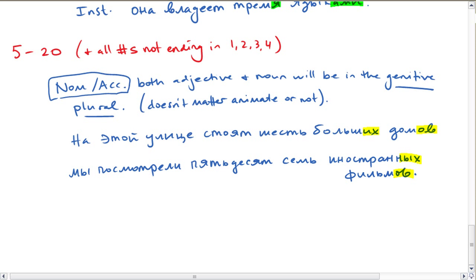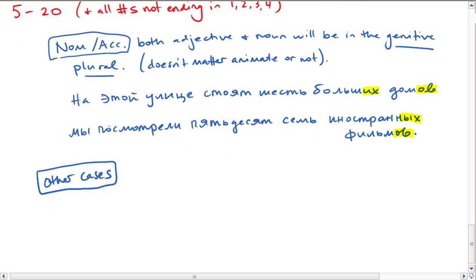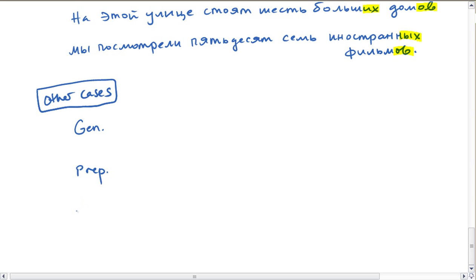Okay, so let's look at something a little more complicated. If the number and the noun and the adjective are in another case than nominative or accusative, then it's all going to agree with that case. So other cases, and each part of the number is going to decline. So we've got, again, genitive, prepositional, dative, and instrumental. These are our remaining oblique cases.